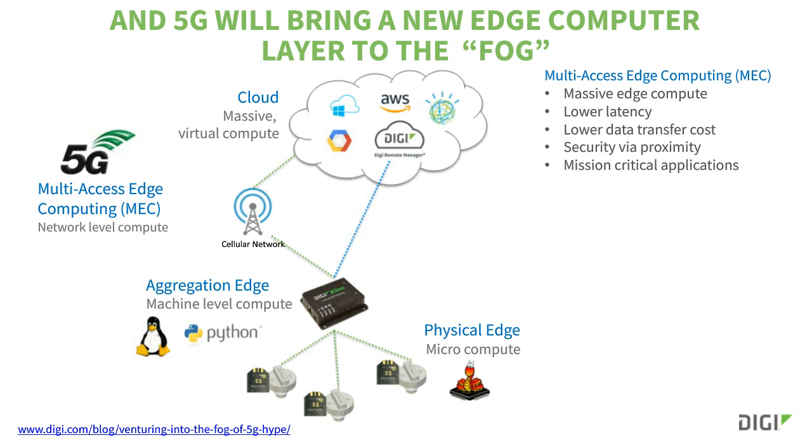And it'll have massive edge compute, lower latency, and lower data transfer costs because of the proximity, security via proximity, and really is going to enable mission critical applications to move in. This is classically defined as a fog layer, but it'll have cloud compute capabilities, particularly if you think about it from the point of view of cloud a few years ago in terms of scale.